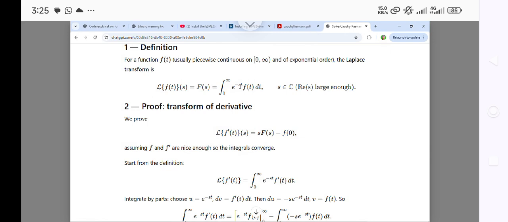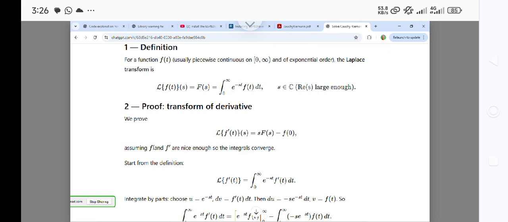Now, how do we prove that the Laplace transform of f prime of t is equal to s F of s minus f of 0? I've already told you that the Laplace transform of f of t is F of s. How do we now prove that this f prime is equal to this? Let's go down and see how.